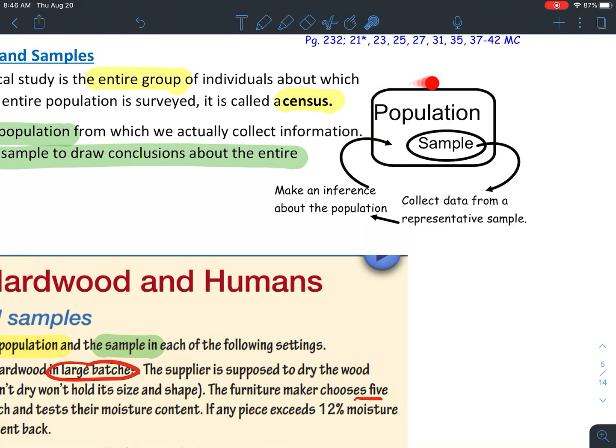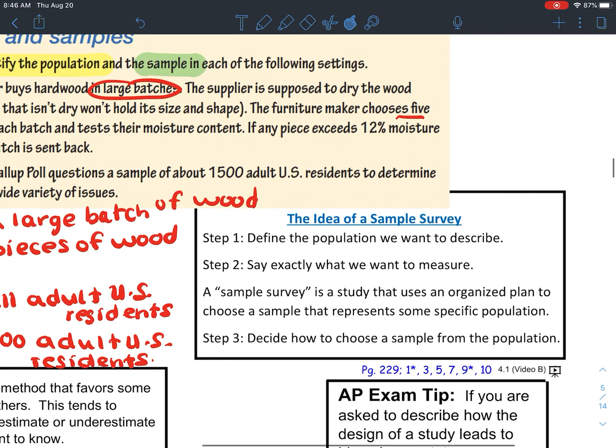But oftentimes your population is way too large, and so we draw out a sample, analyze it, and then based on the sample, we infer, which is we're making somewhat of a guess. Okay, there's a little bit of error involved here, but we are inferring something about the population based on the sample. And so step 1 is to define your population that you're wanting to describe.